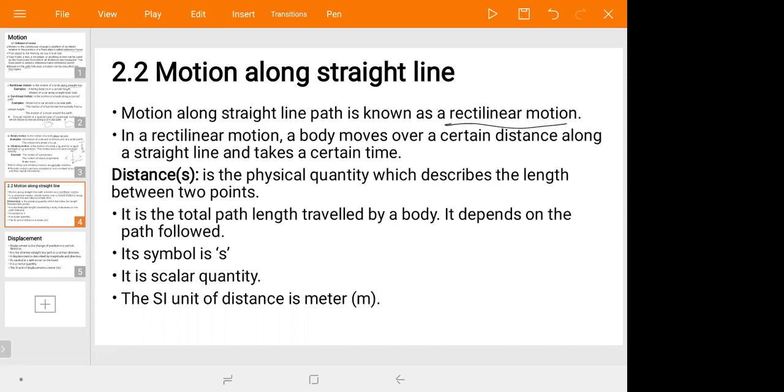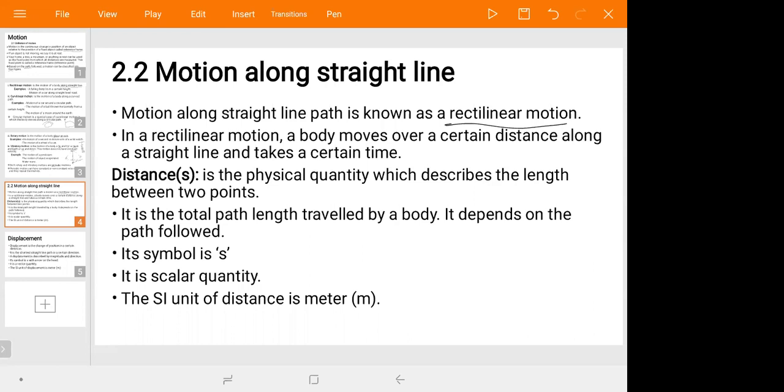So under motion along a straight line, we are going to see distance, displacement, speed, and velocity. What is the difference between distance and displacement? We will see. What is the definition of distance? What is the SI unit of distance? We will see these points.